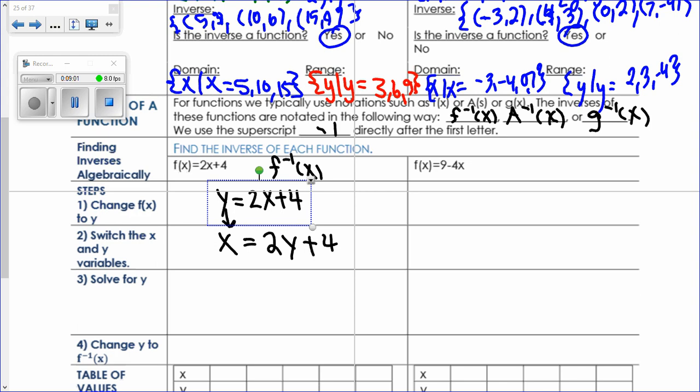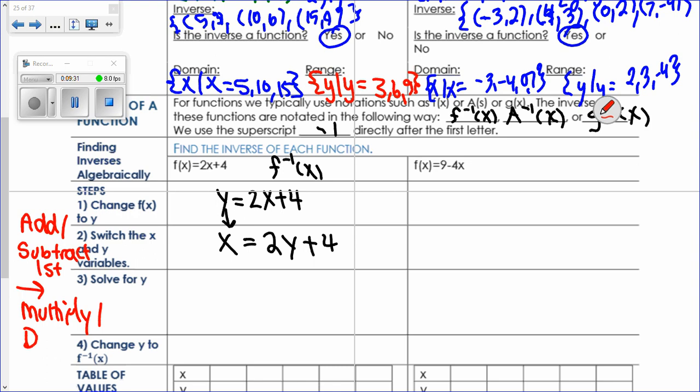Now, solve for y. How do you get the y term by itself? Add or subtract first. Subtract 4. Make a little note: add or subtract first, then that means multiply or divide. Okay? Coefficients. So we're going to subtract 4 first.